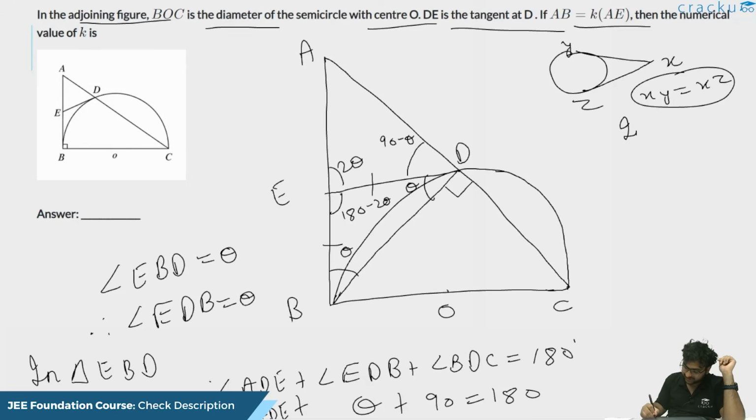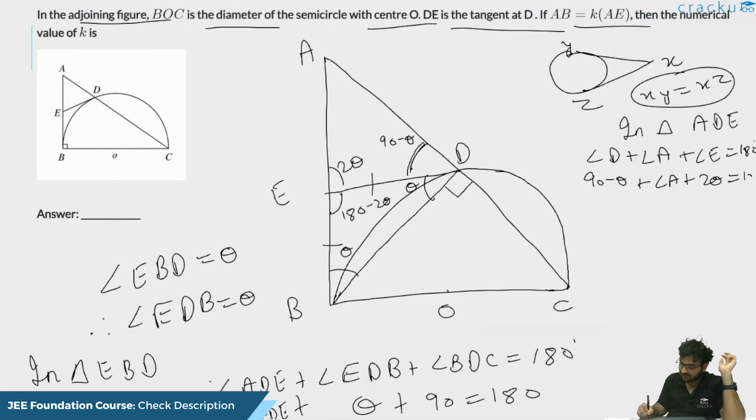Now, in the triangle ADE, angle D plus angle A plus angle E will be equal to 180 degrees, because the sum of the interior angles is 180 degrees. Angle D is 90 minus theta. Angle A we don't know. Angle E is 2 theta, equal to 180. So angle A will be 180 minus 90, which is 90, minus theta plus 2 theta. Plus theta, if it goes to the right-hand side, becomes minus theta. So this is 90 minus theta.